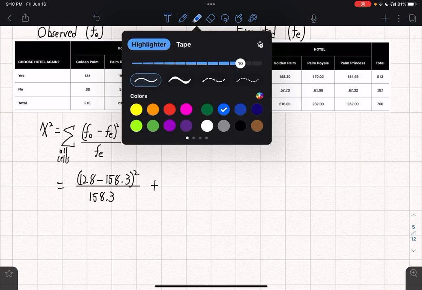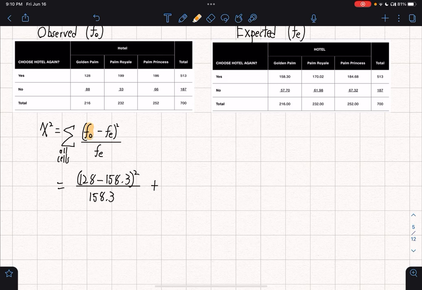So let me just make this clear. We're going to take our observed frequency. So for Golden Palm and yes, that's 128. We're going to subtract off the expected value first. So for yes, Golden Palm, the expected value is 158. Then we square that difference. And then we divide by the expected value, which we just said is 158. This symbol means to sum, so that's why I'm summing here.